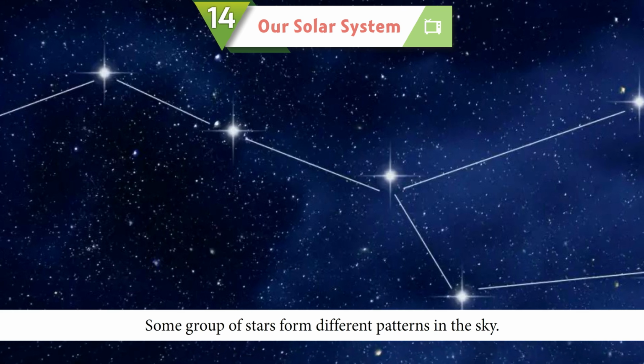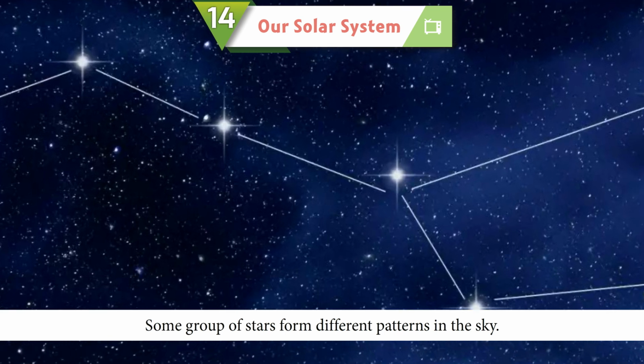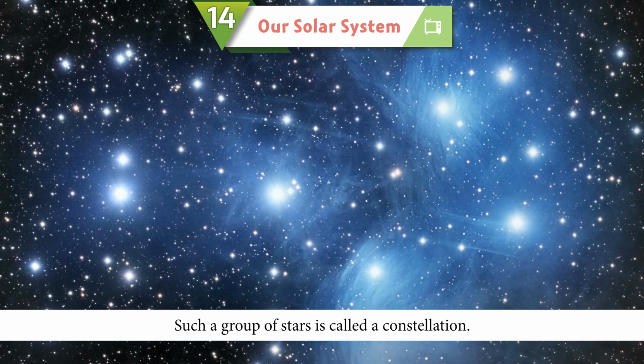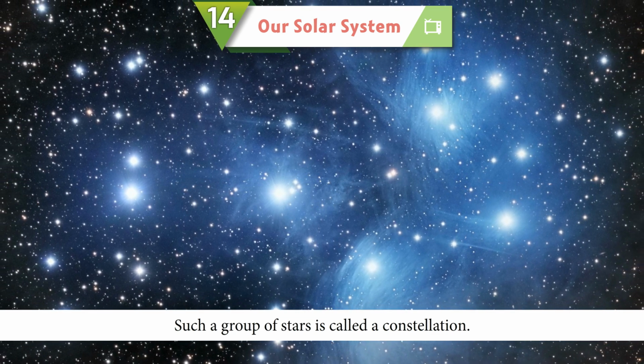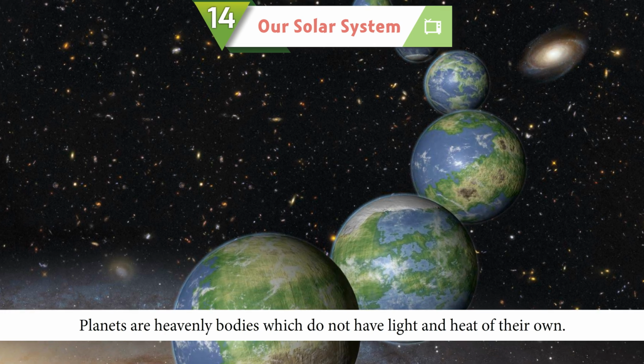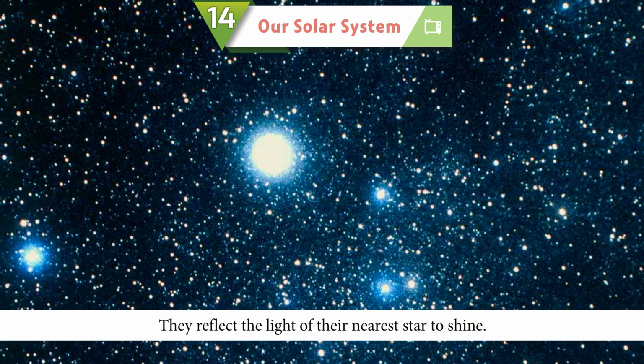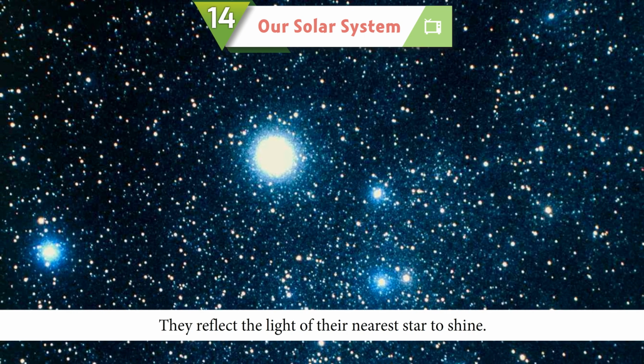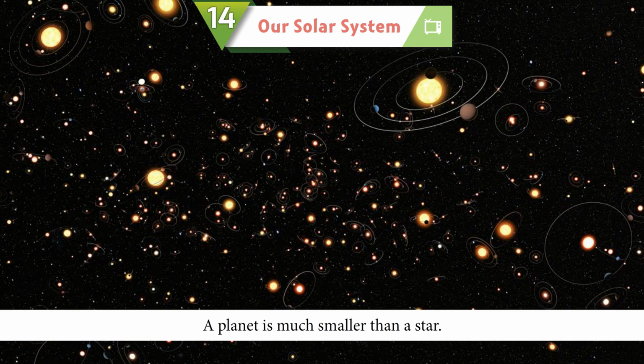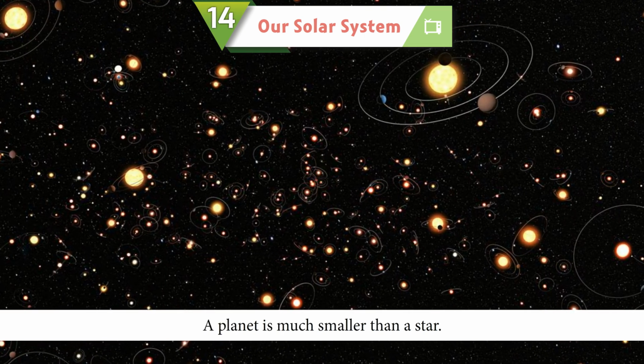Some groups of stars form different patterns in the sky. Such a group of stars is called a constellation. Planets are heavenly bodies which do not have light and heat of their own. They reflect the light of the nearest star to shine. A planet is much smaller than a star.